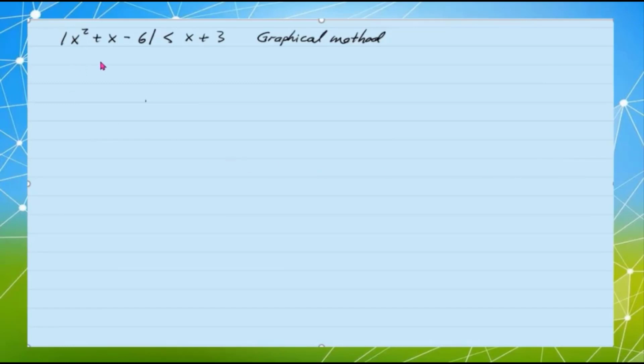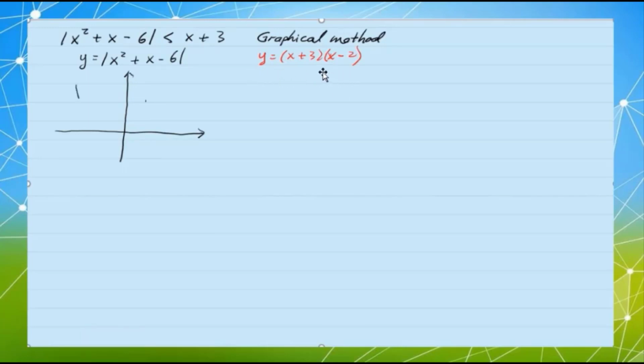Now I'm going to solve this same modulus inequality by using a graph. First, I'm going to sketch the graph of modulus x squared plus x minus 6. So first, we draw the x-axis and y-axis. Before sketching the graph, I need to factorize the quadratic, which is x plus 3 multiply x minus 2.